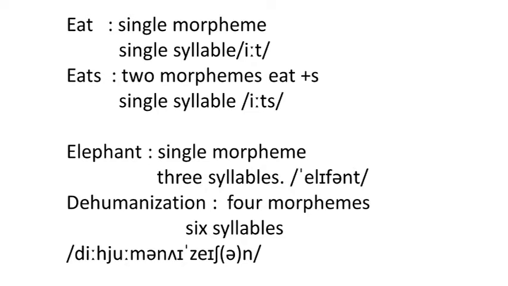For example, if you look at the word eat, it is a single morpheme, right? But it is also a single syllable. Eat, eat, eat, so it has only one syllable.